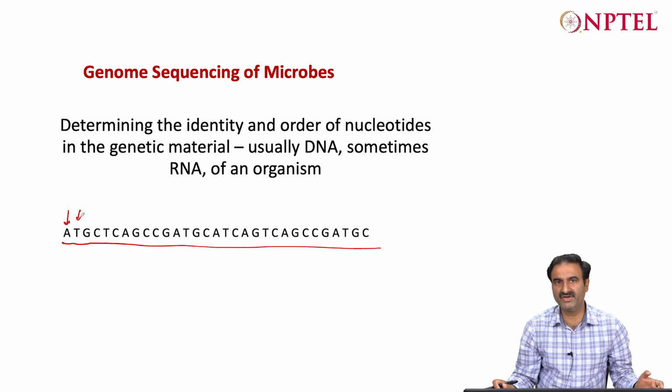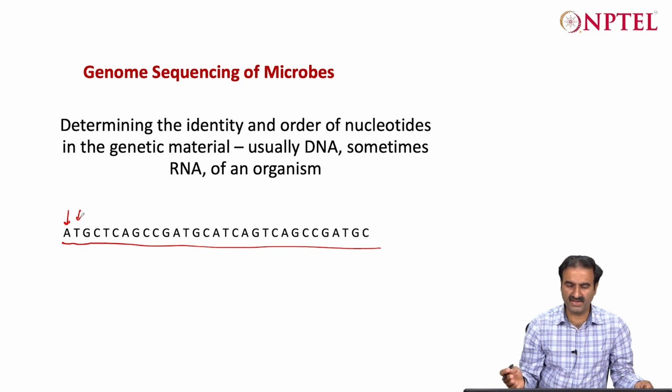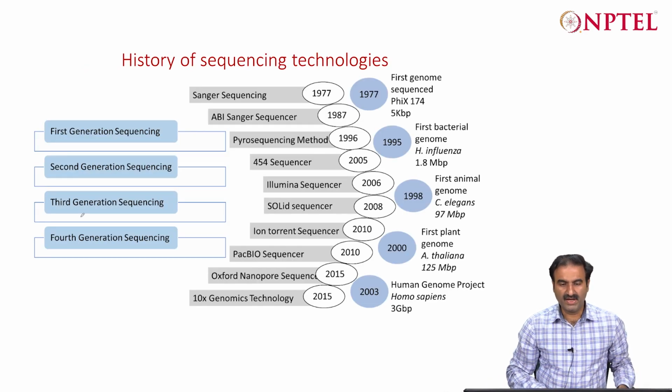This is called sequencing because it is a sequence of DNA, the sequence in which the 4 nucleotides A, T, G and C are written. It is mostly done for DNA, but sometimes RNA.